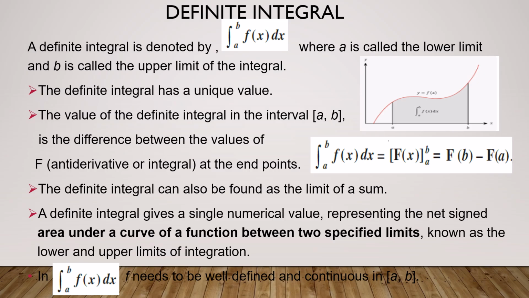A definite integral gives a single numerical value representing the net signed area under a curve of a function between two specified limits, which are known as the lower and upper limits of integration. So you can see in the diagram, if a and b are the lower and upper limits, it is basically the area under the curve within these limits. And why signed area? Because you can also have areas on the upper side and lower side, means negative or positive. So it is the total area under the curve of a function within the specified limits.